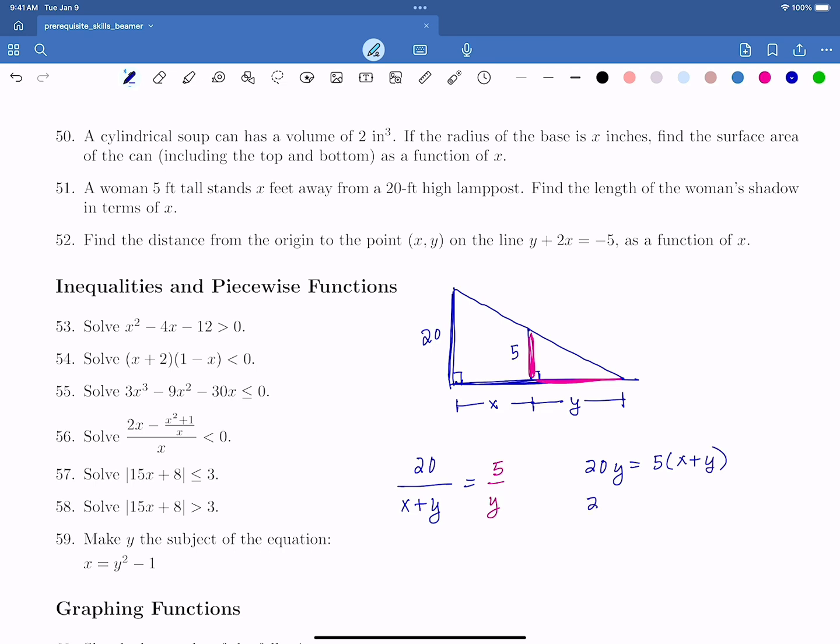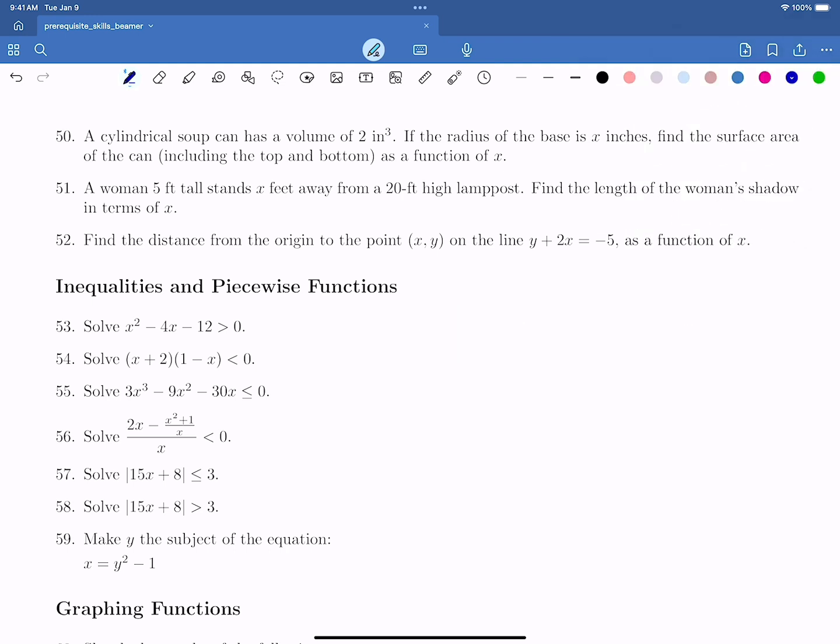So let's distribute the 5. 5x plus 5y. Any term with a y on it, we move over to the left. 20y minus 5y is 15y equals 5x. I can divide by 5. 3y equals x. Actually, I'm trying to isolate the y, so y equals x over 3. Now y is written as a function of x. And y represents the length of her shadow. So there's our answer, x over 3.